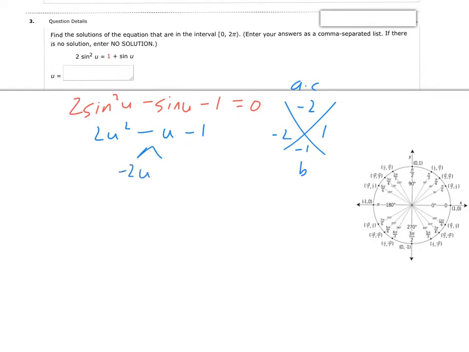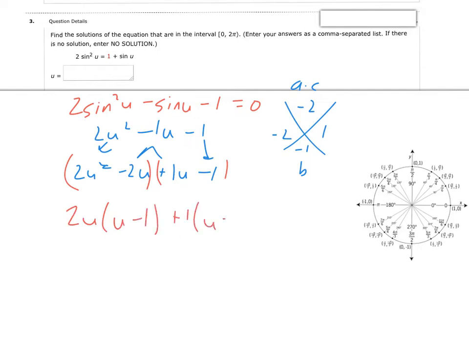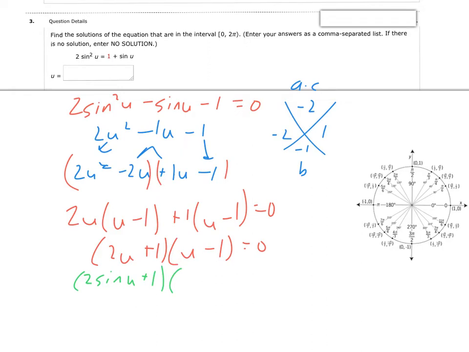So I split up this middle piece. And then I bring down this as a negative 1, bring down this as 2u squared, so I only split up that middle piece. And then I do grouping here. So I have 2u times u minus 1 plus 1 times u minus 1 equals 0. So that'll be 2u plus 1, u minus 1 equals 0. And now I'm going to reinsert the signs back in there. So I got 2 sine u plus 1, and then, not 2 on this one, just sine u minus 1 equals 0.